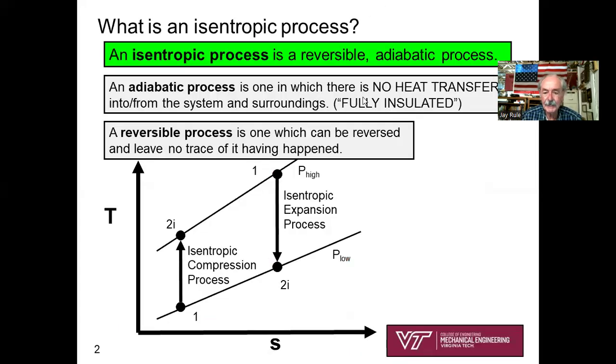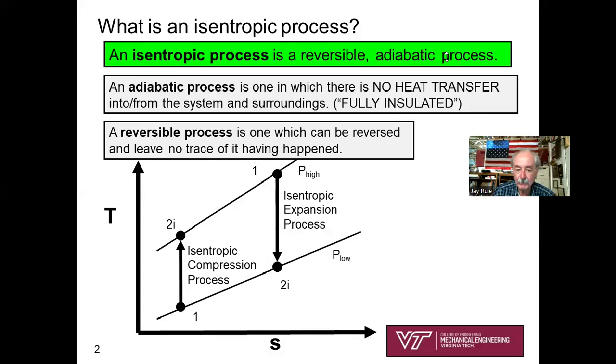Well, what's an isentropic process? It's a reversible adiabatic process: reversible and adiabatic. Well, what does adiabatic mean? It means there's no heat transfer into or out of the system, into or out of the surroundings. In other words, fully insulated could be a synonym for adiabatic: no heat transfer.